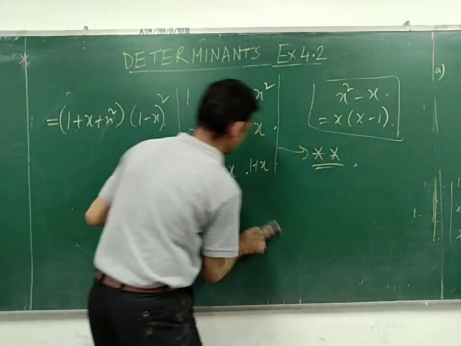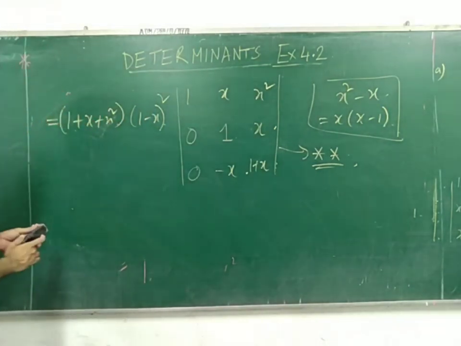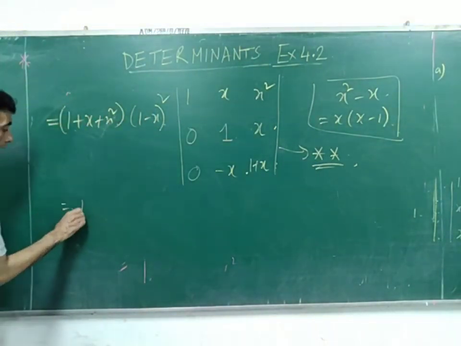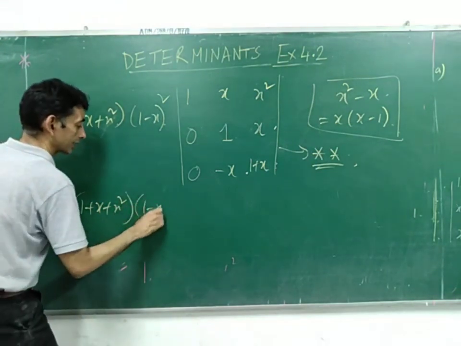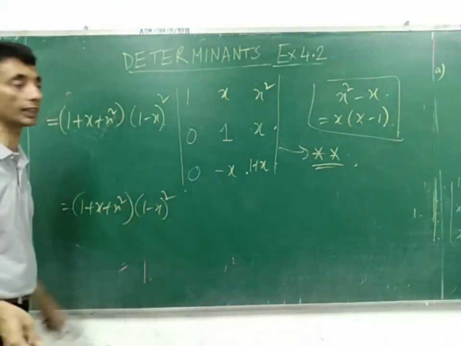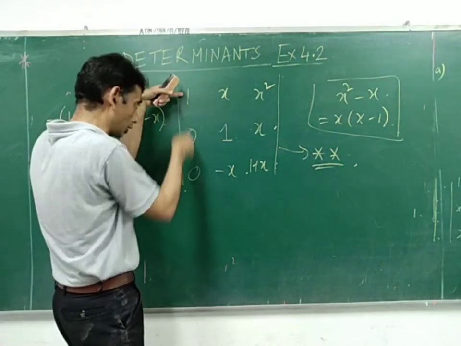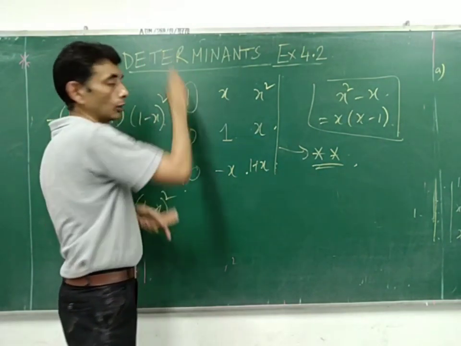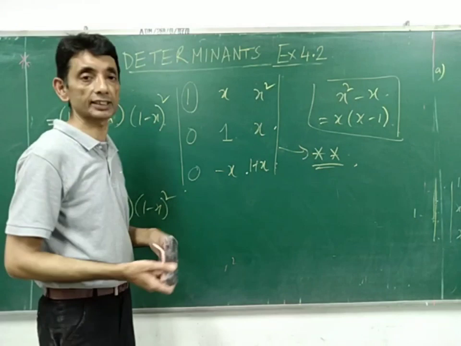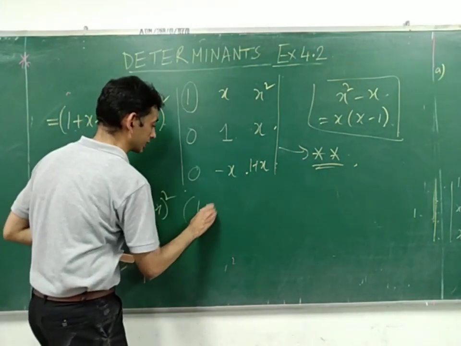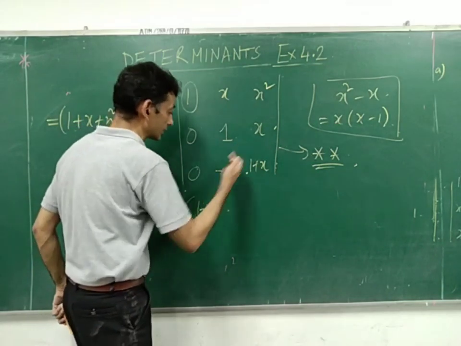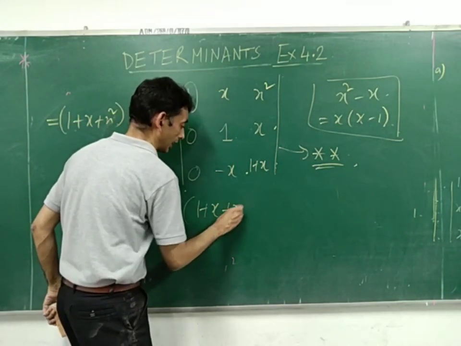What is our next step? Next step is this. 1 plus x squared, 1 minus x whole squared. Now we'll be expanding along the first column. Along 1 only we will expand because the other two entries are 0. So if you expand along 1, so 1 into 1 plus x, it will be 1 plus x. Then if you multiply this, there will be another minus sign, so it will be plus x squared.